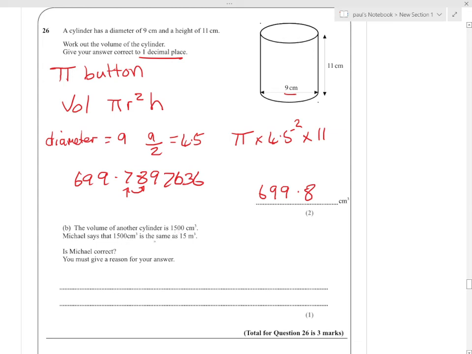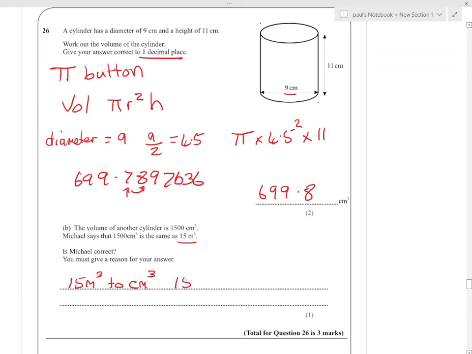Michael says that 1500 is the same as 15 meters squared. No, because this is triple. No. Right, so the volume, let's see now. So if we do the volume of 15, we're going to convert 15 meters cubed to centimeters cubed, right?